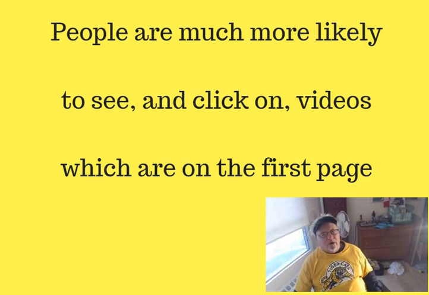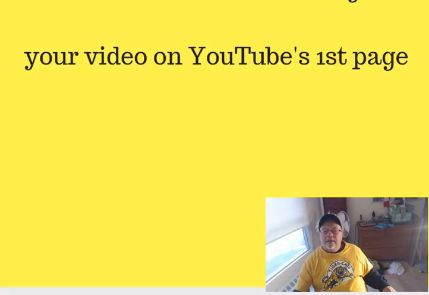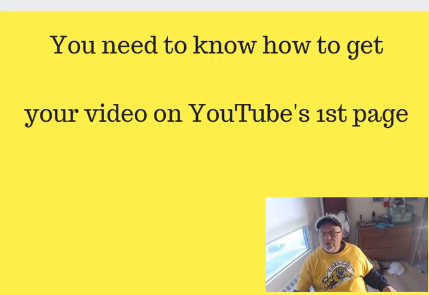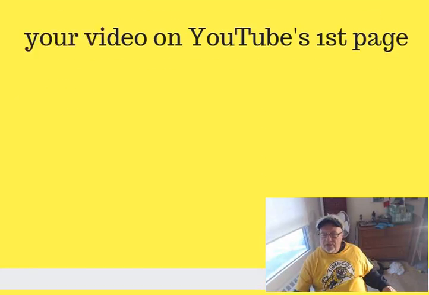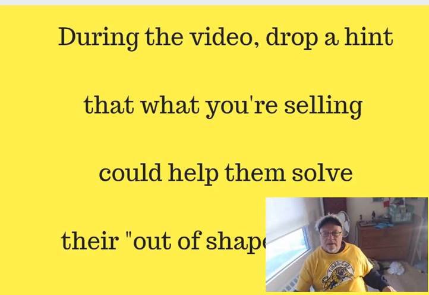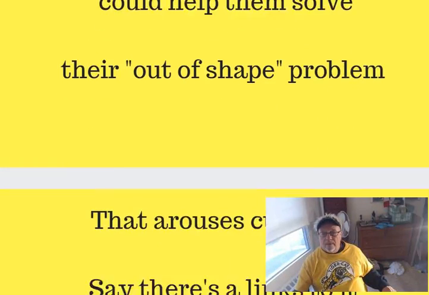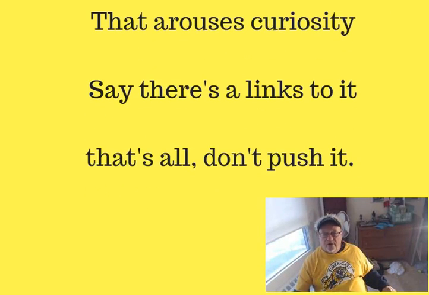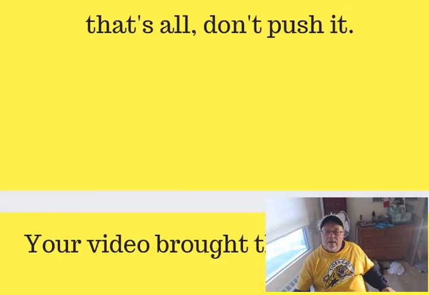Now, people are much more likely to see and click on videos which are on the first page. So you need to know how to get your video on YouTube's first page, that's for darn sure. And while you've got them there watching the video, drop a hint that what you're selling could help them solve their out of shape problem too. That arouses curiosity. Just say that there's a link to it, that's all, don't push it.